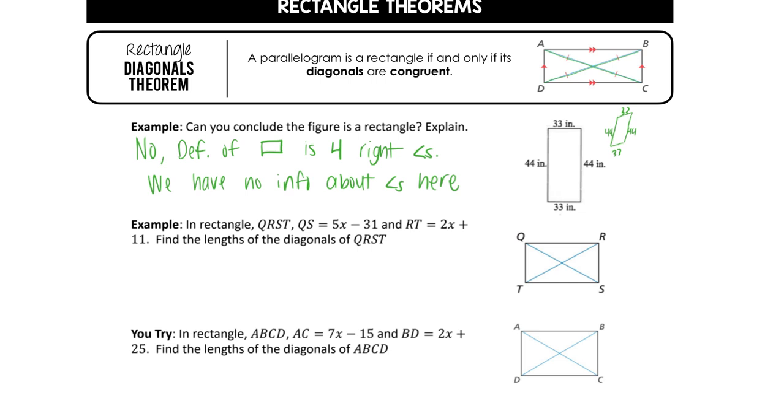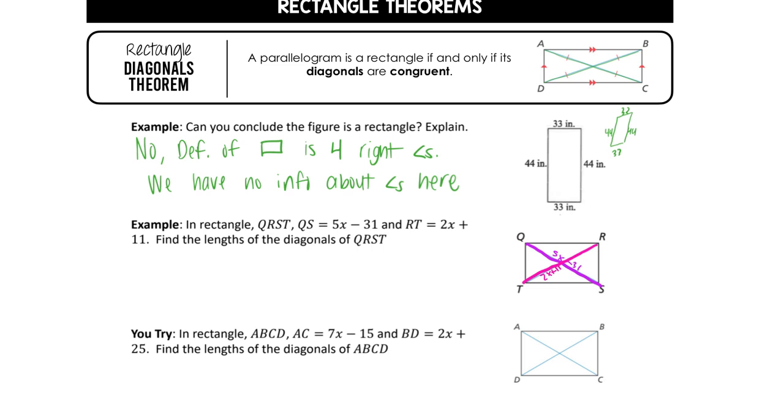Okay, the next example, they give us a diagram and then they give us some information here. So it says QS is 5x minus 31. That's a diagonal. It's kind of hard to label. I'm just going to go like this, 5x minus 31. And then RT, that's another diagonal, so that's this one. That one is 2x plus 11, and they want you to find the length of the diagonals.